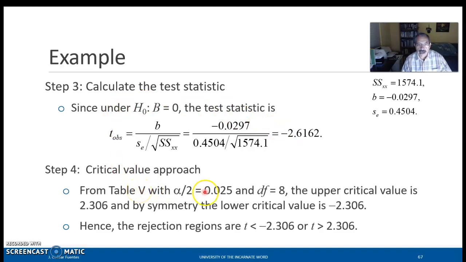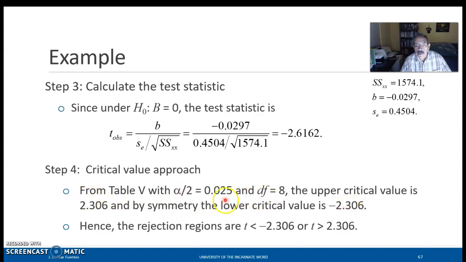In step 4, if you're asked to follow the critical value approach, then you will go to table 5 with alpha over 2, because this is a two-tailed test, and the degrees of freedom of 8. And then you will find the upper critical value. So you look at the row for 8 degrees of freedom, look at the column for 0.025 probability, and where they intersect, you find this value 2.306. And that's an upper critical value. And by symmetry, the lower critical value is minus 2.306.